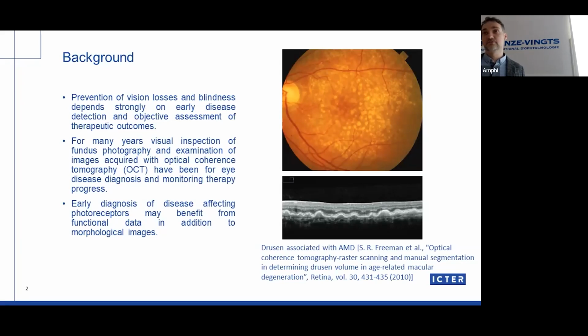And for many years, visual inspection of, for example, OCT or SLO images or fundus photography has been used for these purposes, but it sometimes might be hard to spot the changes in the retina at the beginning of the disease. And for that, functional information might be helpful on some occasions.